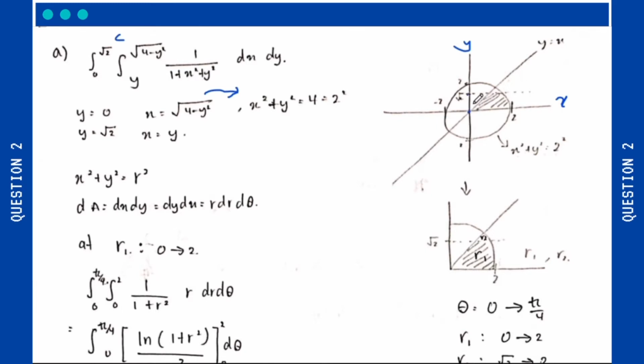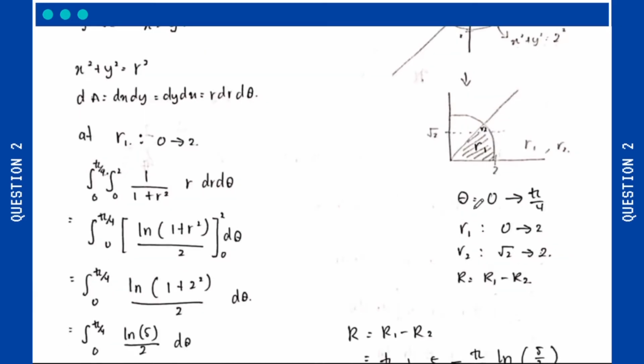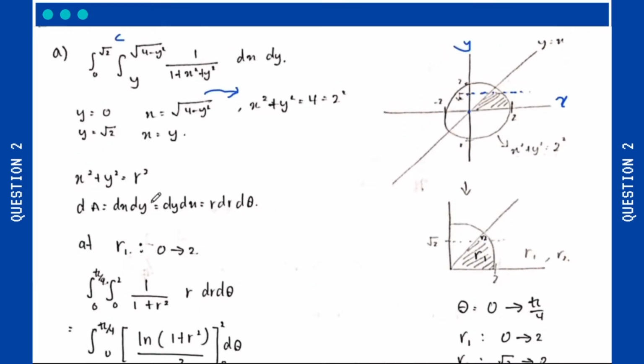So from the polar coordinate, theta is 0. For this one, picture R1 is all of this, and R2 is the small one. To find R, where R is equal to R1 minus R2, we know that x squared plus y squared equals r squared, and dA, which is dx dy, equal to dy dx, equal to r dr d theta.